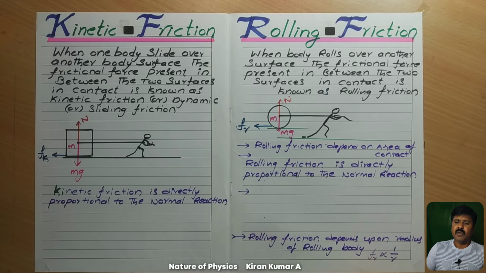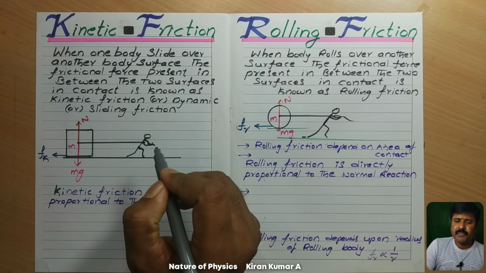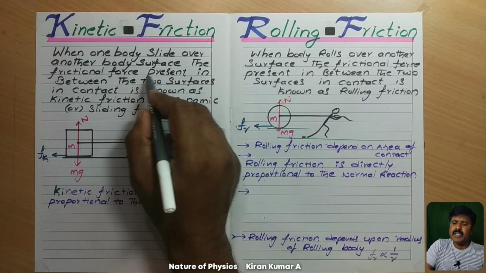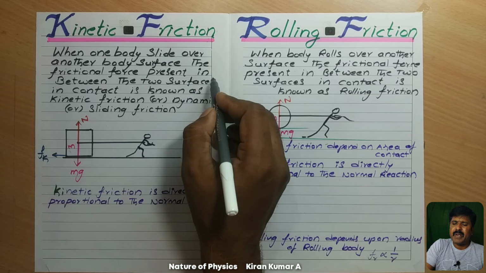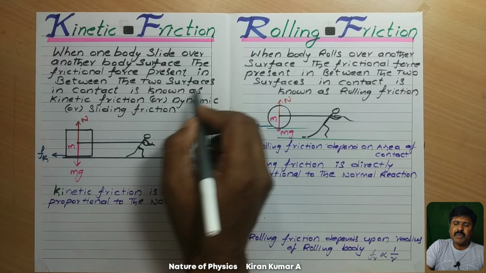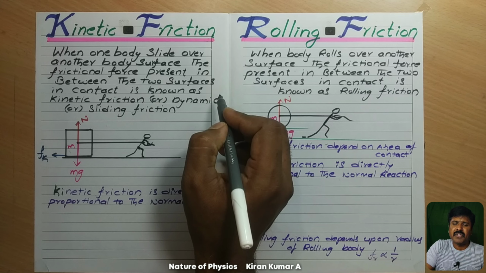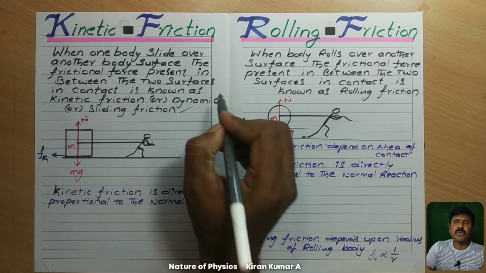Okay student, now I'm going to discuss the definition. When a body slides over another body's surface, the frictional force present between the two surfaces in contact is known as kinetic friction, or dynamic friction, or sliding friction, student.